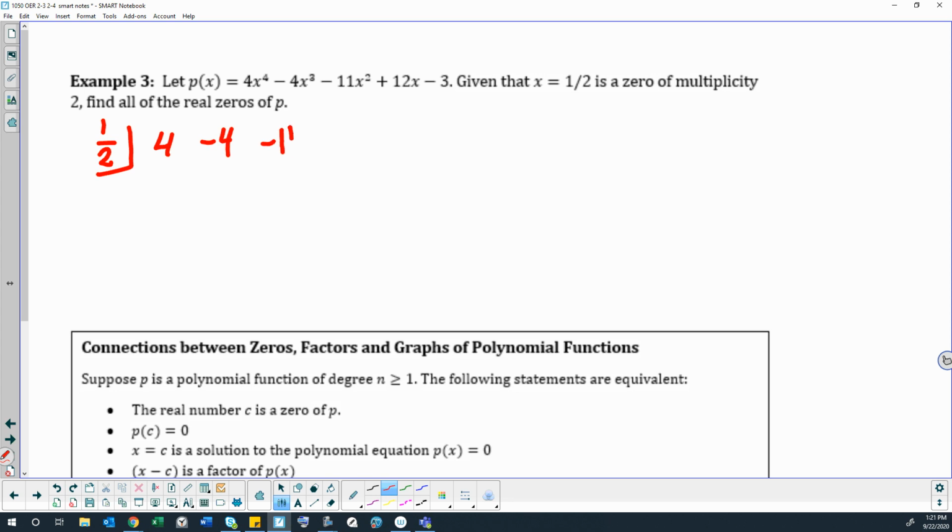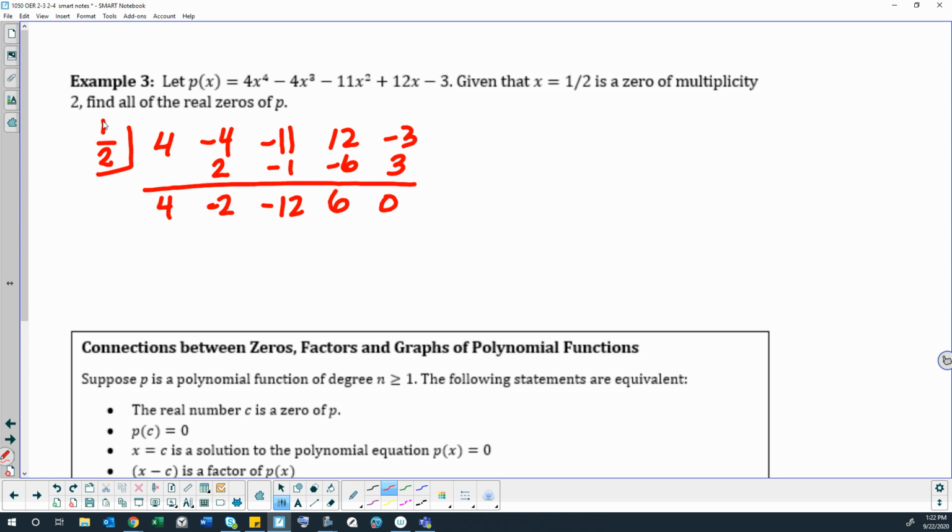4, -4, -11, 12, -3. Let's go ahead and do our synthetic division. So break down the 4. 4 times 1/2 is 2. -4 plus 2 is -2. -2 times 1/2 is -1. -11 plus -1 is -12. -12 times 1/2 is -6. 12 plus -6 is 6. And 6 times 1/2 is 3. -3 plus 3 is 0.